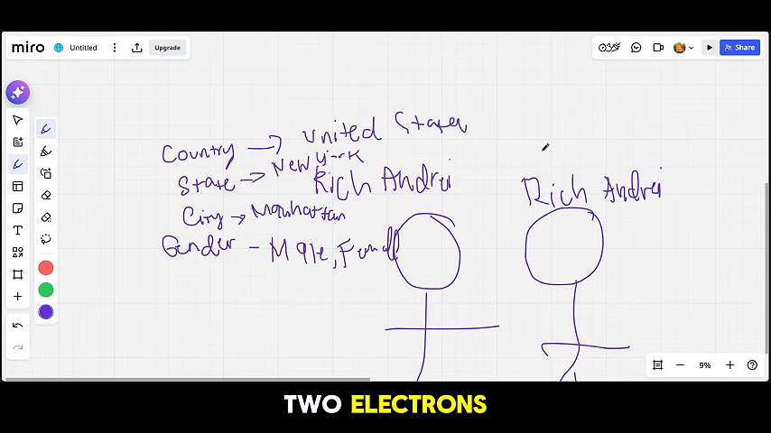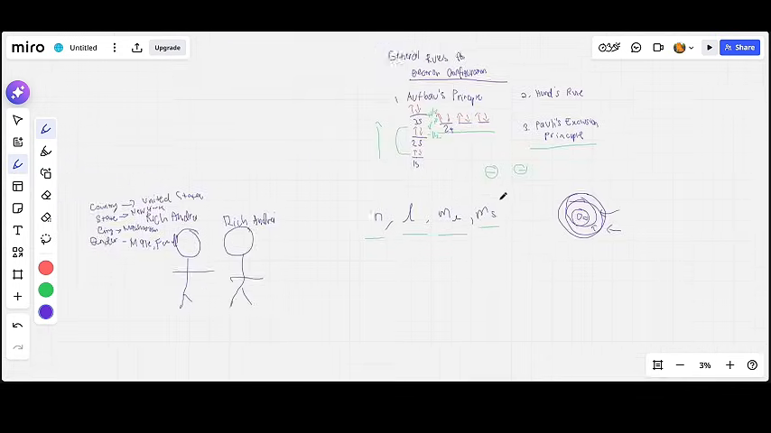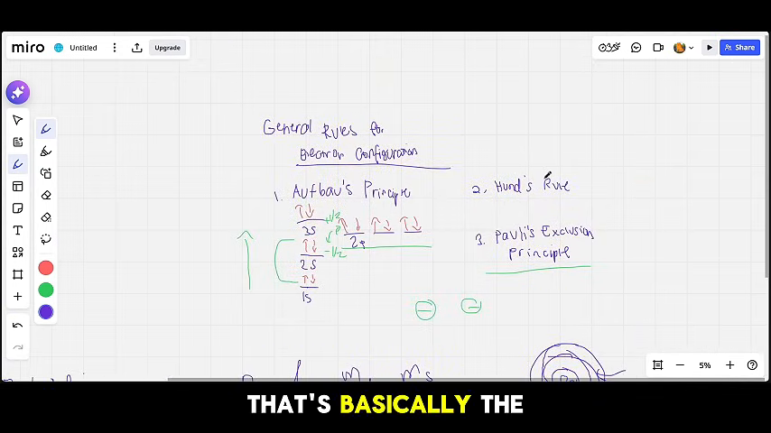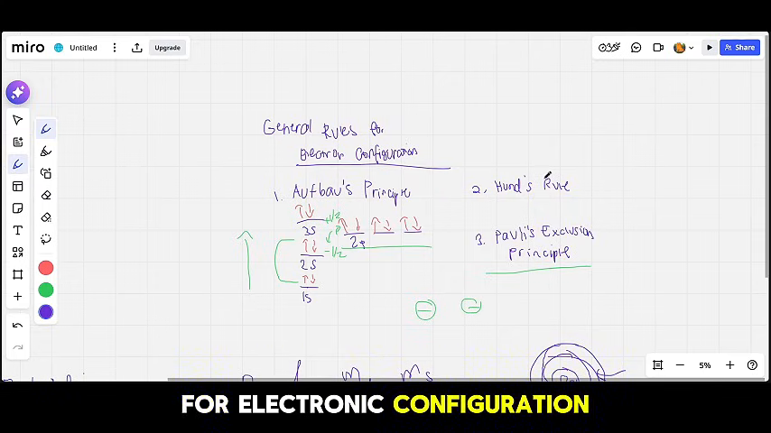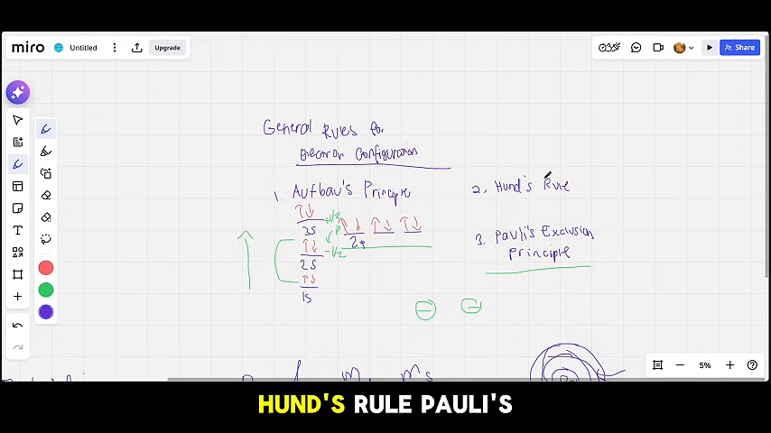When you have two electrons in a certain orbital, at least one quantum number has to be different from the other. So that's basically the general rules for electron configuration. We've tackled Aufbau's principle, Hund's rule, and Pauli's exclusion principle, and hopefully you got the gist, a basic understanding of this introduction to electron configuration.